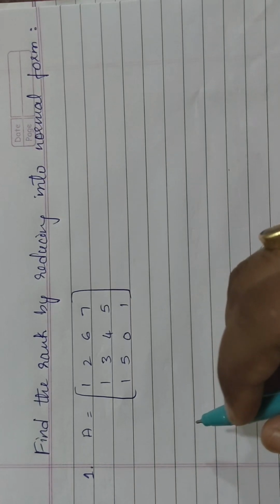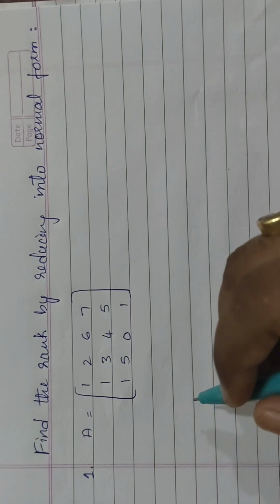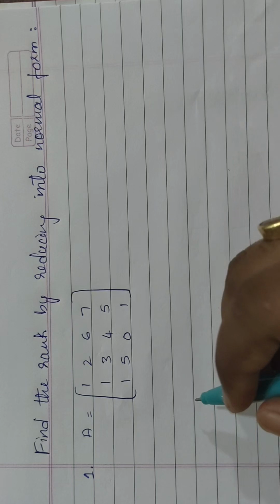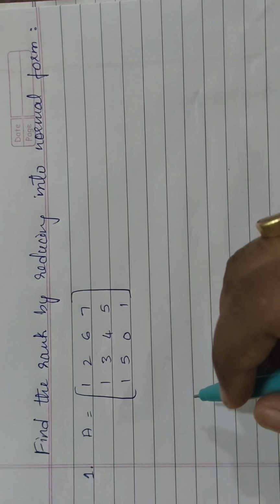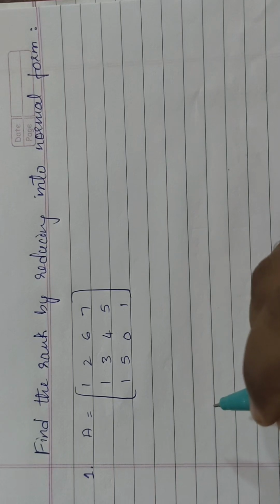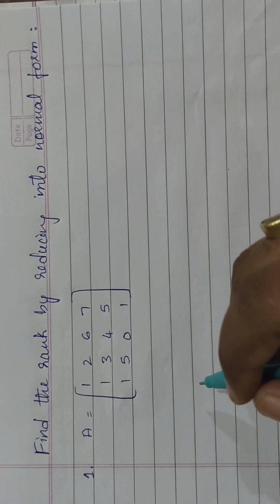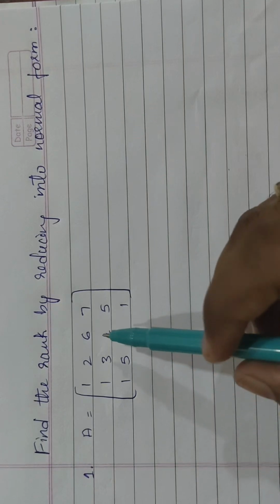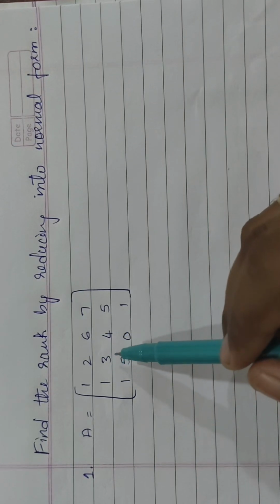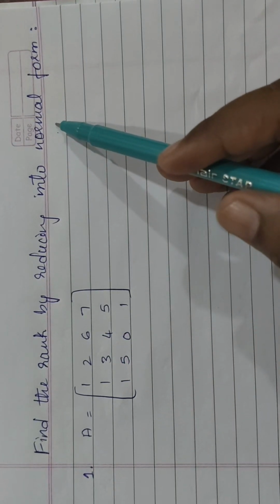Hello BSc students. In the previous video we learned how to find the rank of a matrix, how to reduce the given matrix to echelon form, and how to use the elementary row transformations. In today's video we are learning how to reduce the given matrix into normal form.